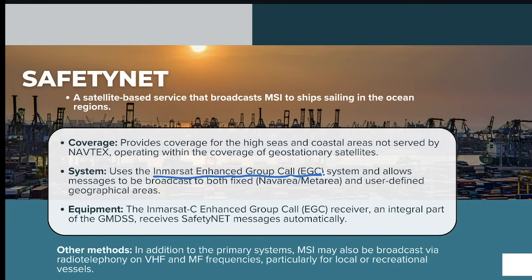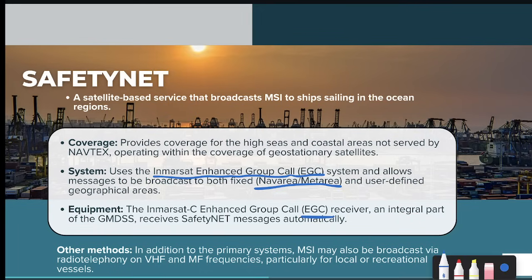This allows the messages to be broadcast to both fixed NAVAREA and METAREA, which use defined geographical areas. The Inmarsat C Enhanced Group Call, or EGC receiver, is an integral part of the GMDSS, and it receives the SafetyNET messages automatically.